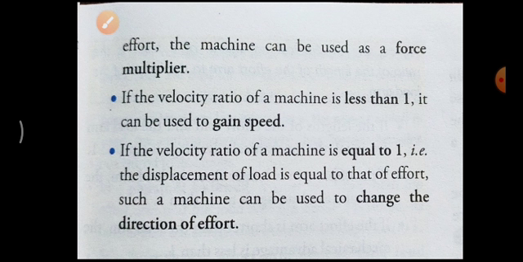Then the second point: if the velocity ratio of a machine is less than 1, it can be used to gain speed.